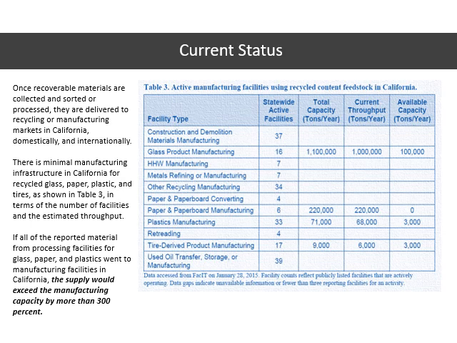And if all the reported material from processing facilities for glass, paper, and plastics went to manufacturing in California, the supply would exceed the manufacturing capacity by more than 300%. We're woefully inadequate.